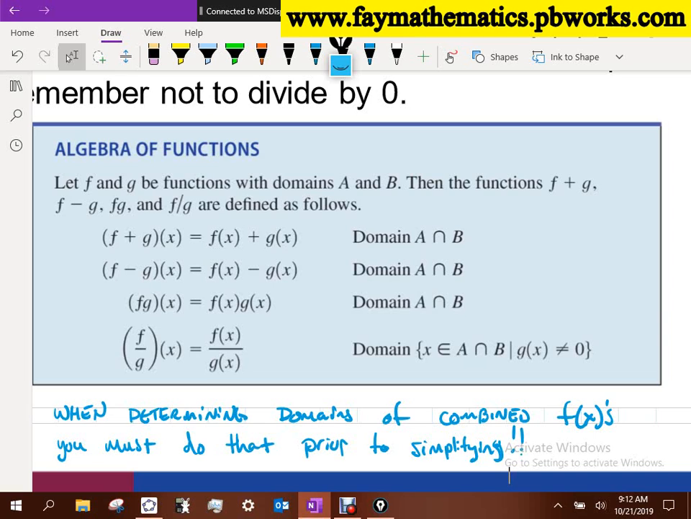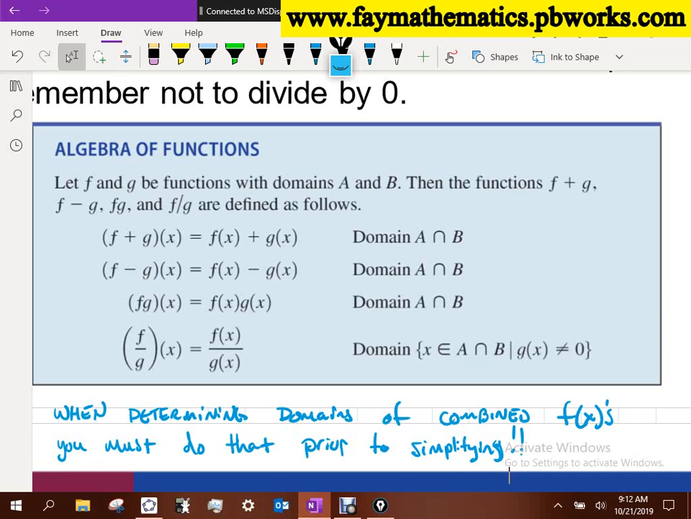We talked that addition is commutative, so f plus g is the same thing as g plus f. And we talked about subtraction not being commutative, so f minus g is not the same thing as g minus f. And we got multiplication. Multiplication is commutative, so f times g is the same thing as g times f.